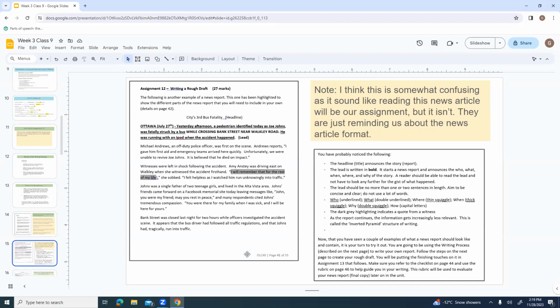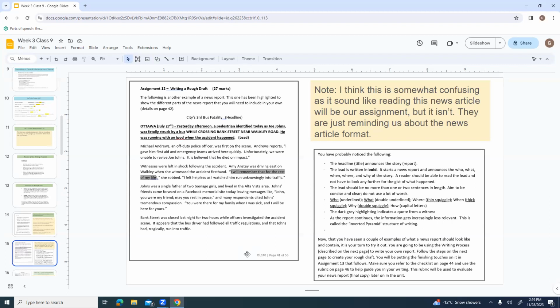The lead should show you who, what, when, where, why, and how. The reader should be able to read that sentence or sentences and not have to read any further to understand the main parts of what happened. It should be no more than 1 or 2 sentences in length for the lead. Aim to be concise and clear. There's always time to explain and expand on things later. The lead is just supposed to be very punchy with all the main information.